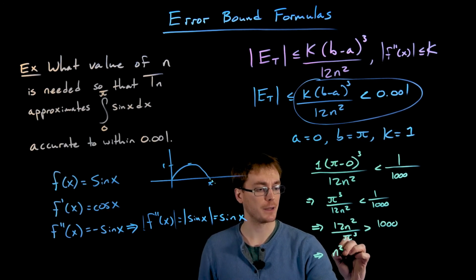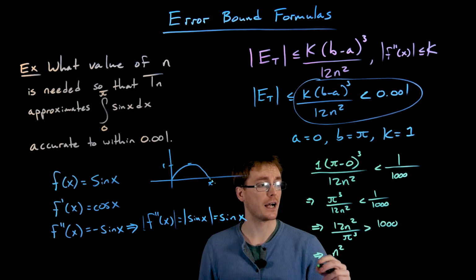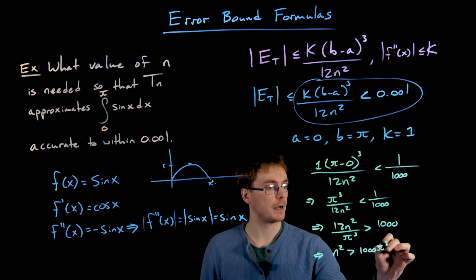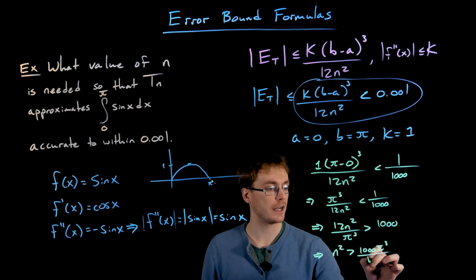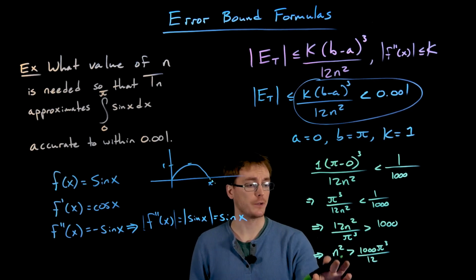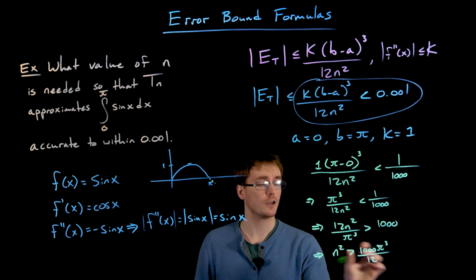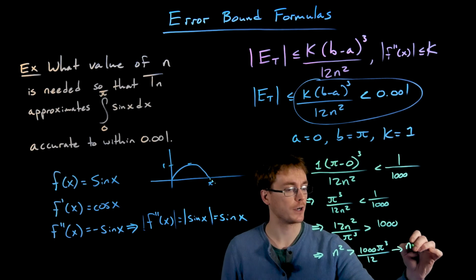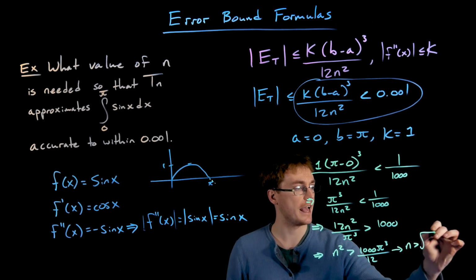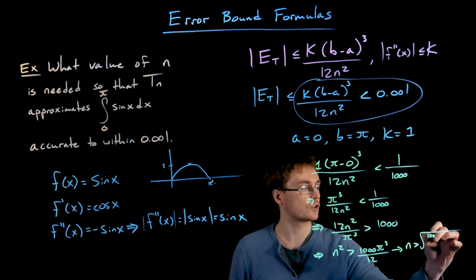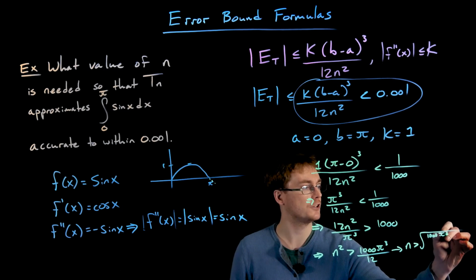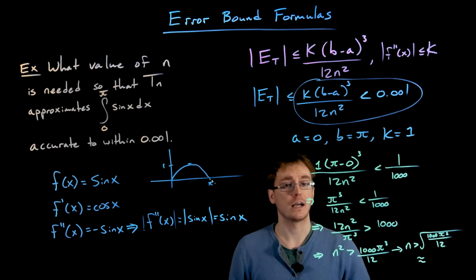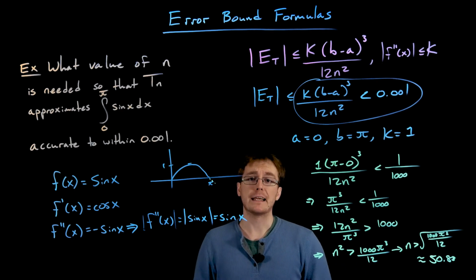So we can get n squared by itself by multiplying both sides by pi cubed. So that'll give us 1000 pi cubed. And then we have to divide both sides by 12. So now we know n squared is always going to be greater than this number. And now to get n by itself, we can just take the square root of each side. And we see that n has to be greater than the square root of 1000 pi cubed divided by 12, and that works out to be about 50.83.